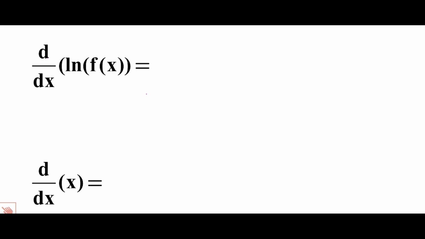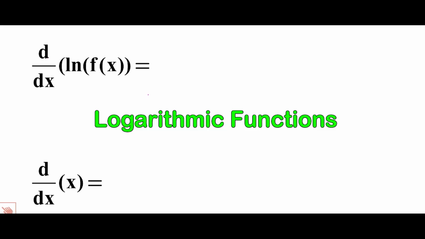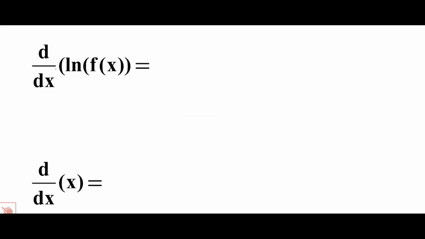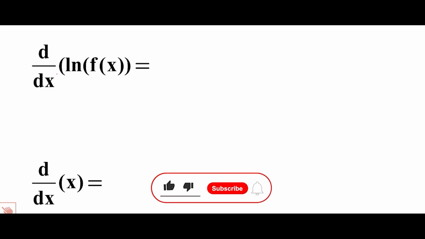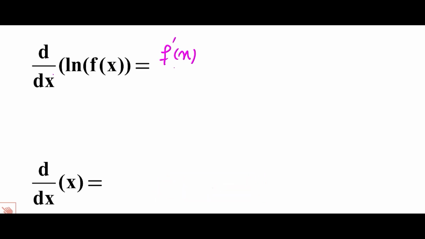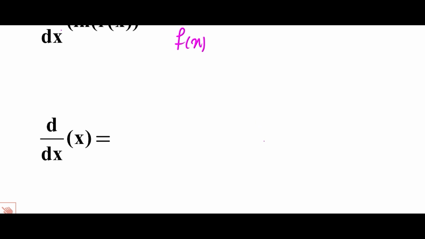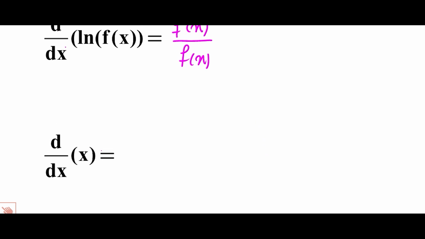Today we want to learn how to take the derivative of logarithmic functions. But don't worry, it's actually very simple. Let's start with the natural log. The derivative of ln of f of x is equal to f prime of x over f of x. It means the derivative of the inside divided by the inside. That's it. For example, the derivative of ln x is 1 over x.